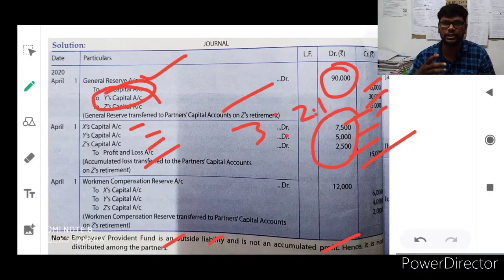It is an outside liability. If it were an internal liability, that would be shared by all the partners as per their existing profit and loss sharing ratio. But it belongs to external liabilities, so this will not be shared among the partners.